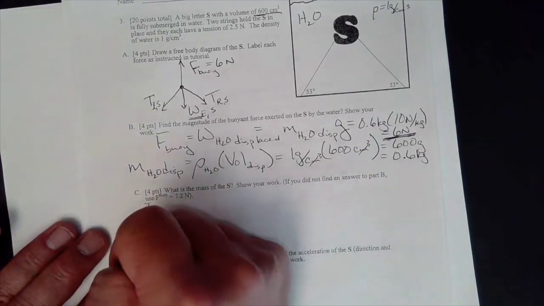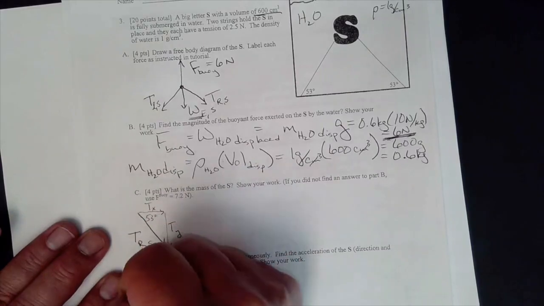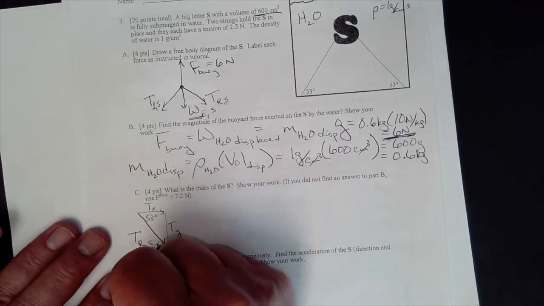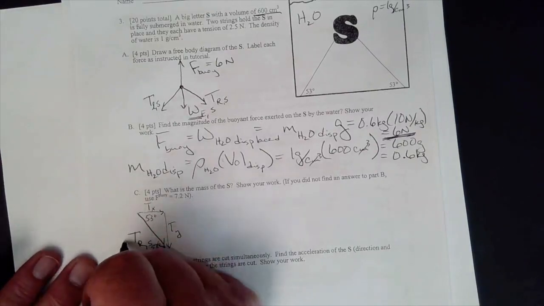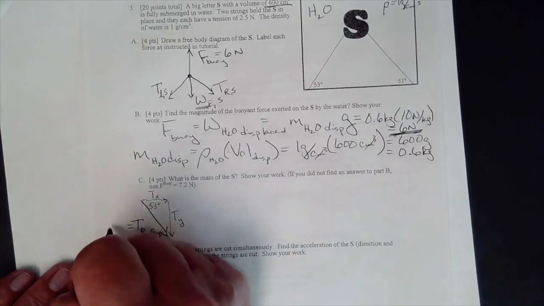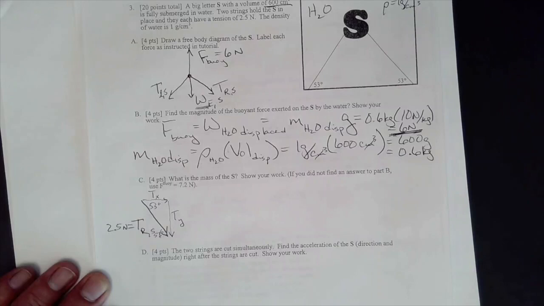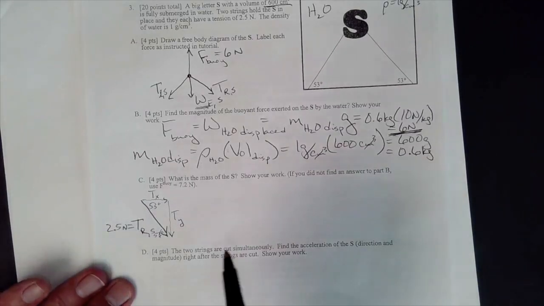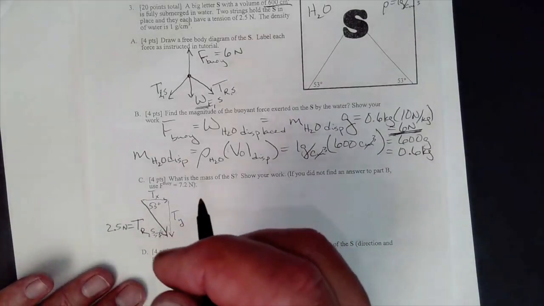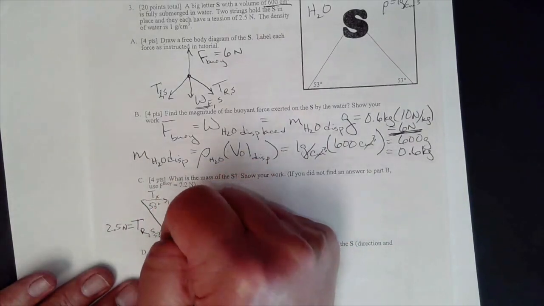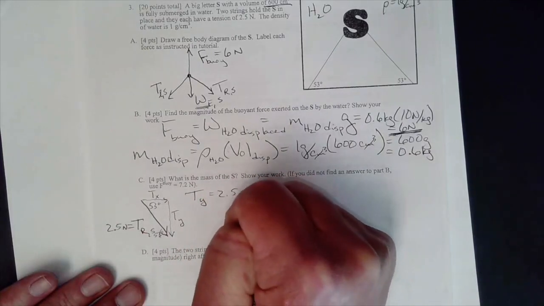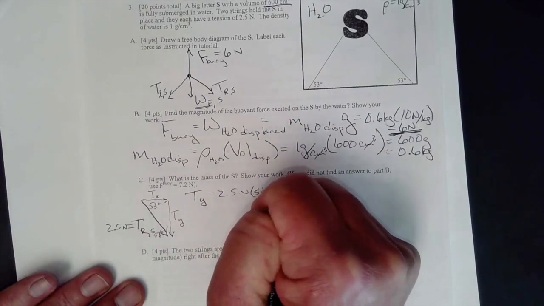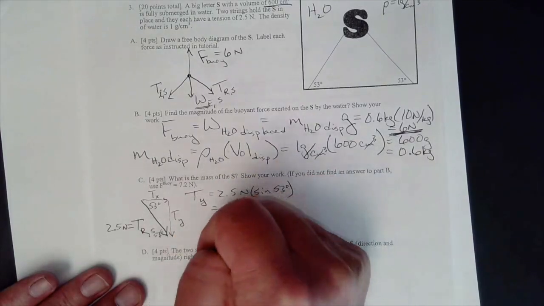And I know that this must be 53 degrees. If this is 53 degrees, and I know that this tension, we're given this in the problem, is 2.5 newtons, well, that means that Ty is going to equal 2.5 newtons times the sine of 53 degrees, and that's just 2 newtons.